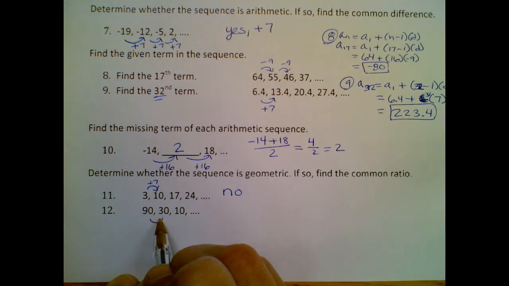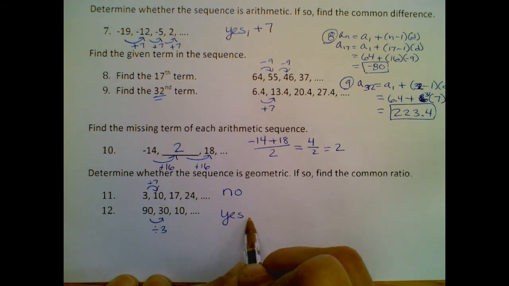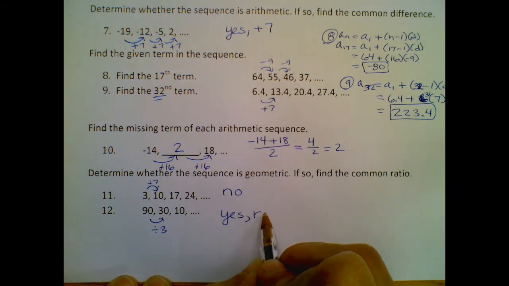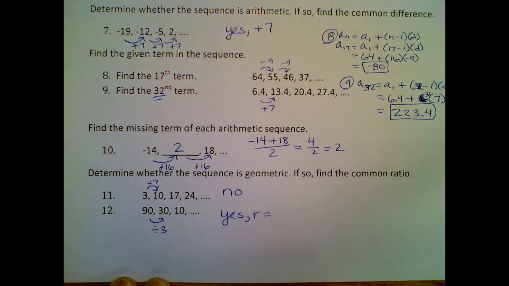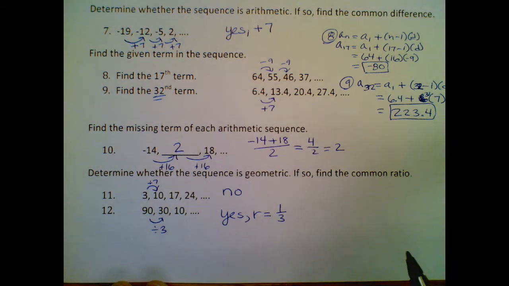The next one is dividing by 3 each time. So we would say yes, it is geometric. And then your common ratio always has to be what you are multiplying by. So if we're dividing by 3, we're multiplying by the reciprocal, 1/3.